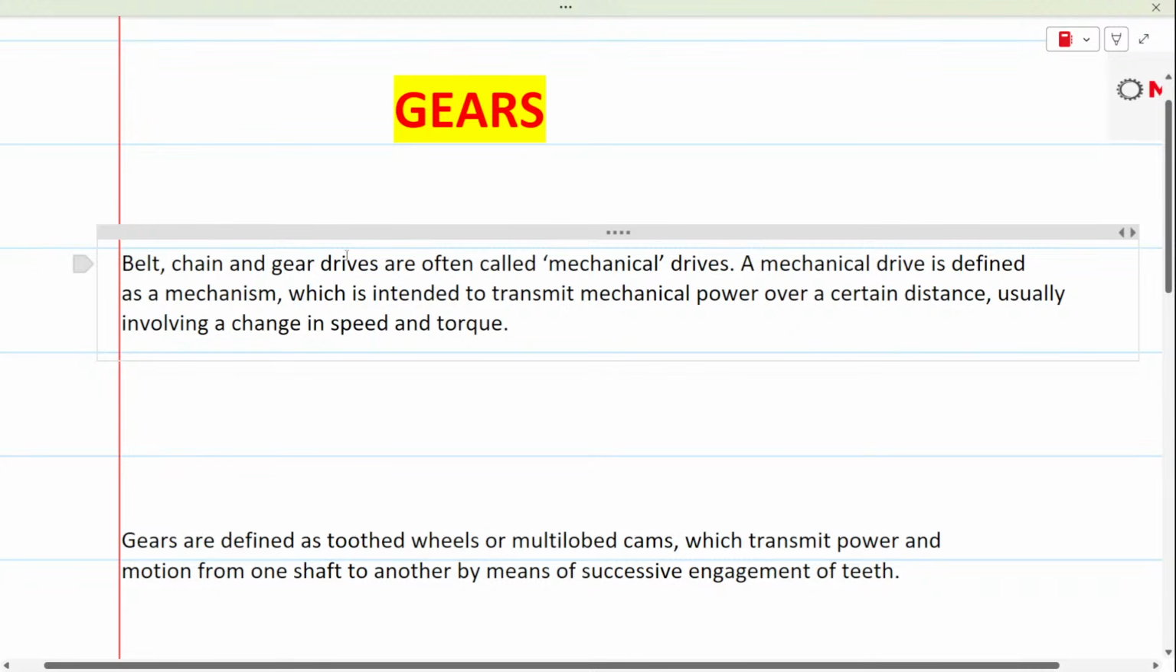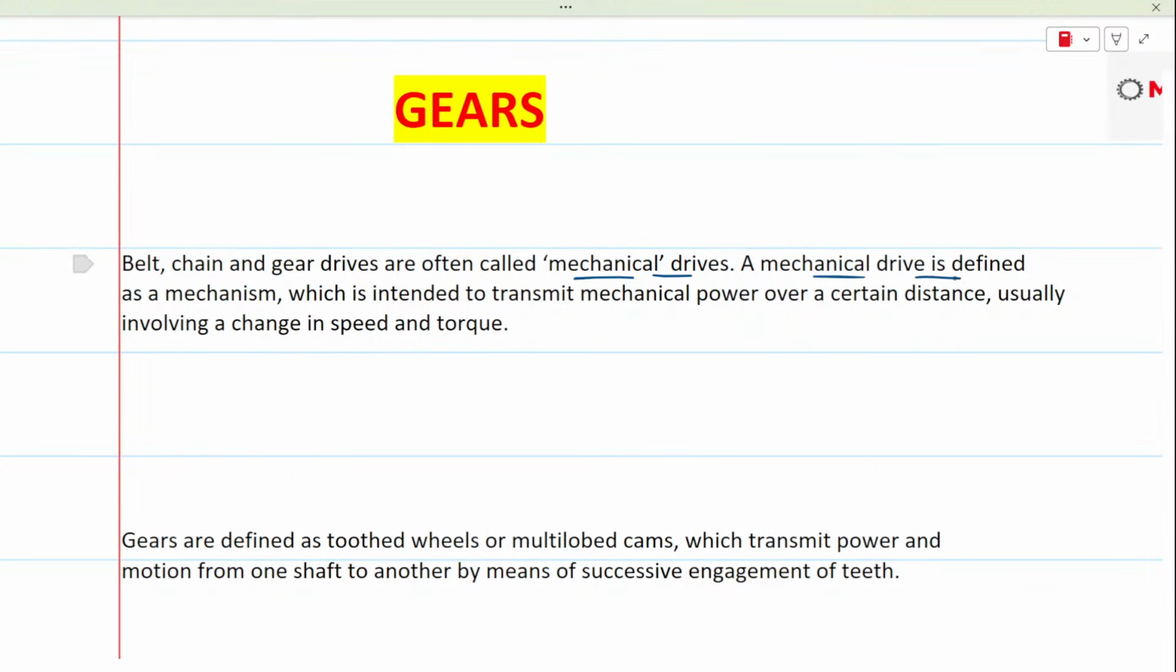Belt, gear and chain are called mechanical drives, and a mechanical drive is defined as a mechanism intended to transmit mechanical power over a certain distance, usually involving a change in speed or torque. So these drives transfer relative motion by influencing the value of speed at the output, or by influencing the value of torque at the output.